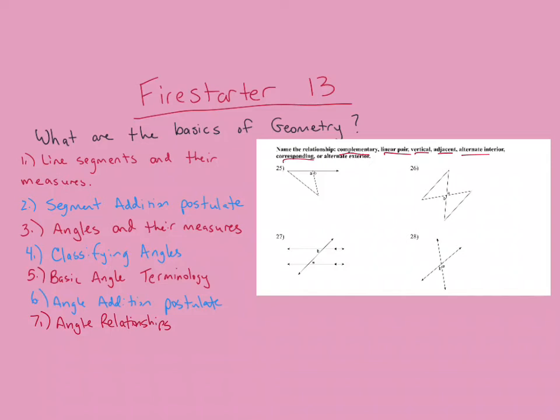Alternate interior, corresponding, and alternate exterior end up dealing with two parallel lines cut by a transversal. We'll deal a lot with that. So these are all basic ideas under this umbrella of angle relationships.